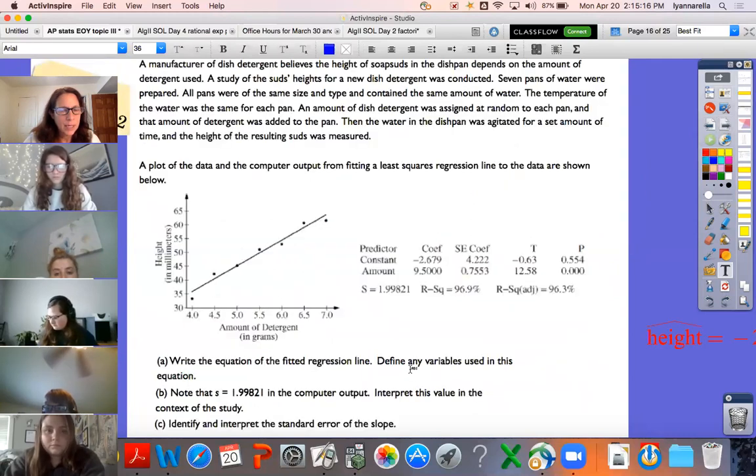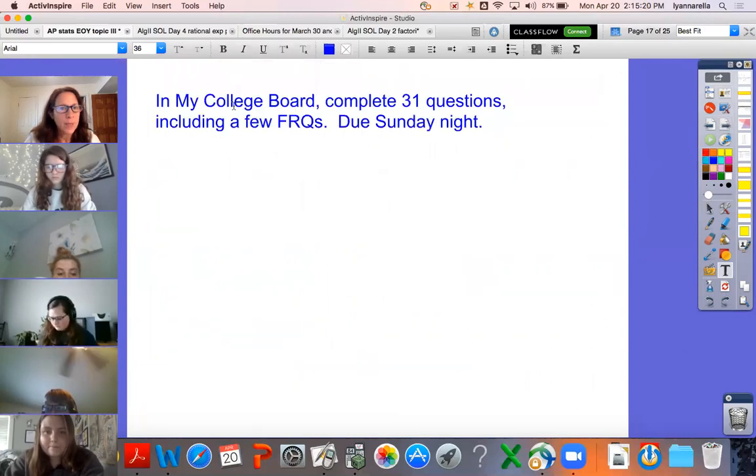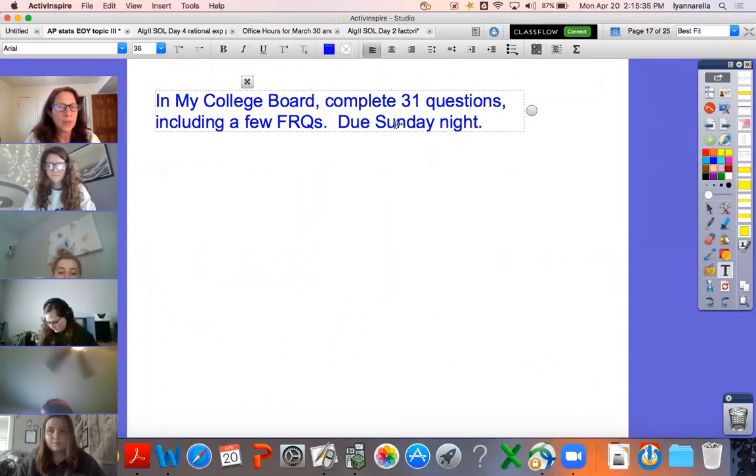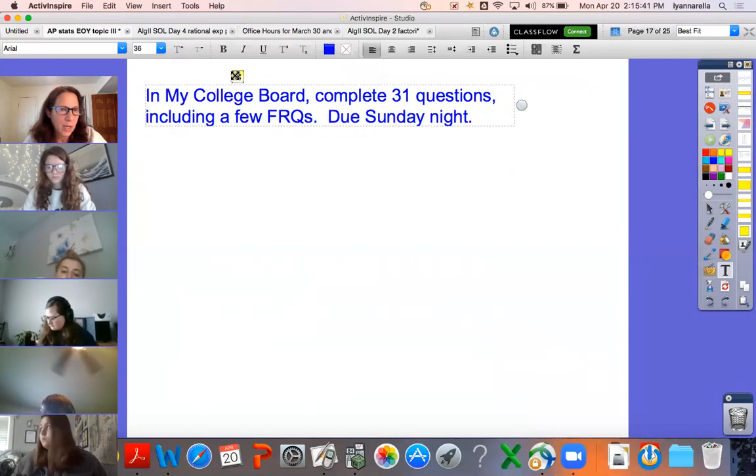Okay, more mini tabs. I don't have answers to these, so I'm going to keep on flying. Okay, I am done. So in the My College Board, they want you to do the 31 questions, including 1 or 2 FRQs, not too many. And what I'm trying to do is have everything due on Sunday night. So even if I give it to you Monday or Wednesday of this week, I expect all of it to be due Sunday night, because normally we would have 2 to 4 days to do it, and that gives you at least 2 to 4 days for everything.